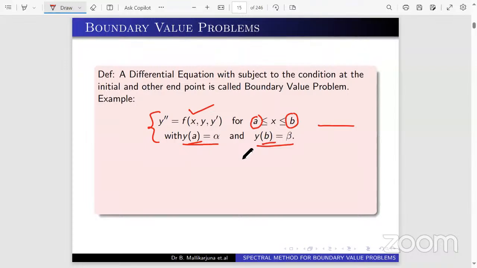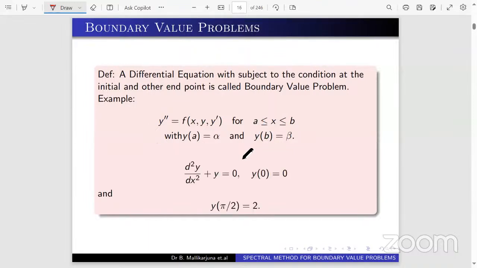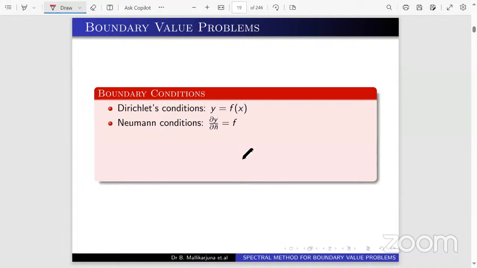But when it comes to finding the solutions of differential equations, the solution depends on what kind of conditions there are, as per the physical situations. So that is why there are various types of boundary conditions. What are those boundary conditions? Dirichlet conditions: y is the unknown, and the unknown is given directly in terms of the independent variable.